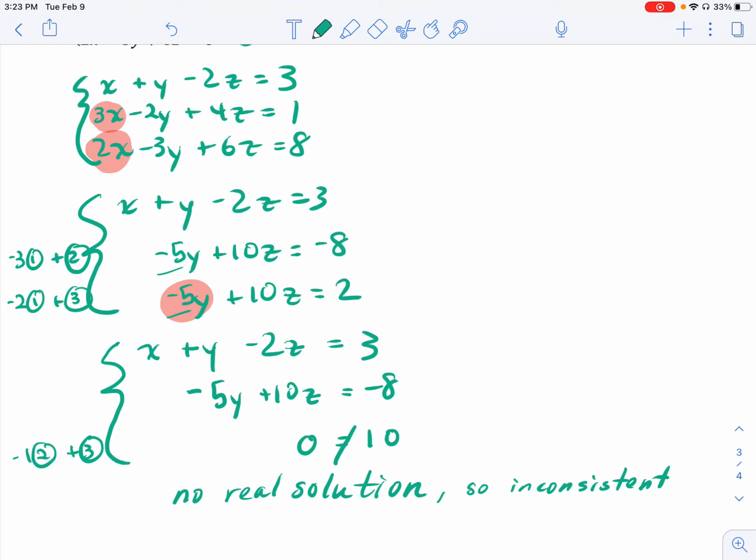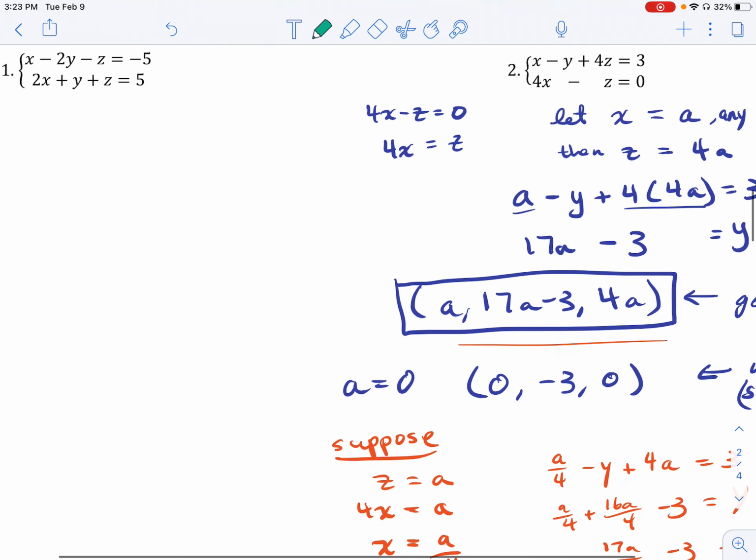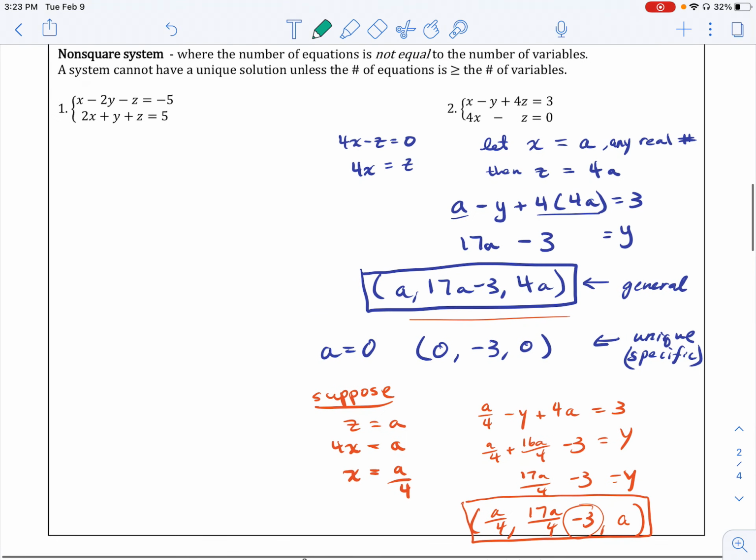So hopefully in this video, you now see how we actually solve a system and how to express our answer when we get to something like this. And we see that there's no real solution. And also going back up, how to solve a system that is non-square and expressing our answer as a general solution.